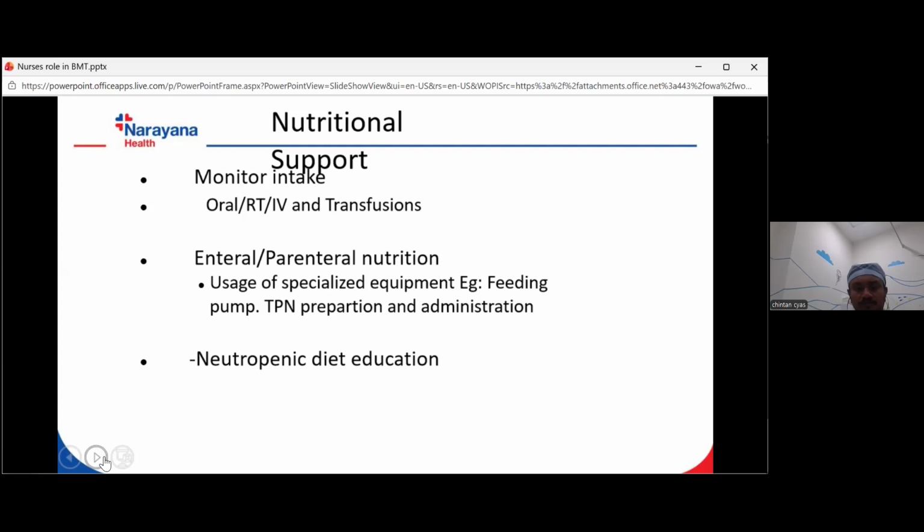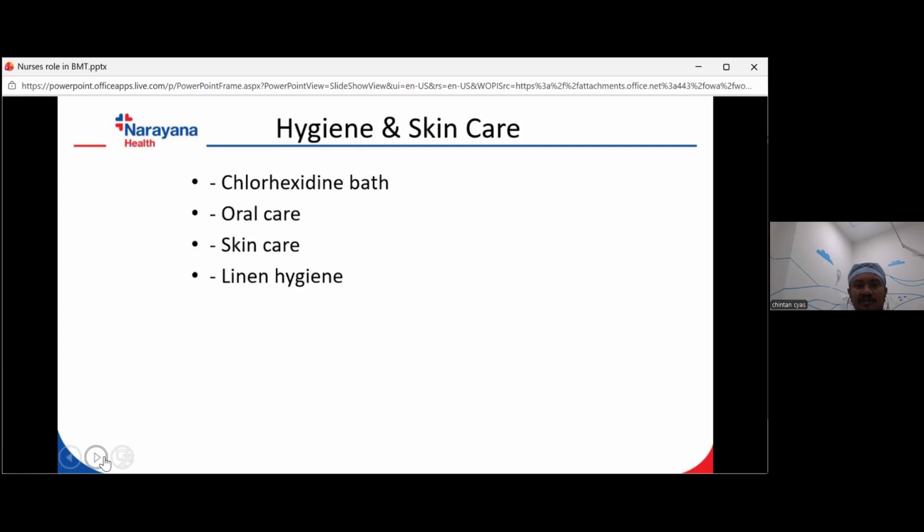So in hygiene and skin care, the nurse must monitor personal hygiene, and the chlorhexidine bath is mandatory to maintain skin infection parameters. And next is oral care. The patient must use chlorhexidine mouthwash, and must take oral hygiene before and after each meal. For skin care, we can use emollients and such supportive measures to avoid dry skin and similar skin issues.